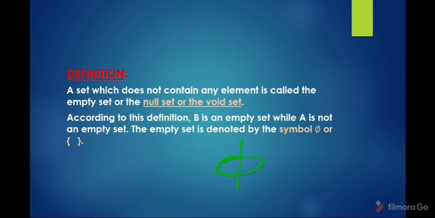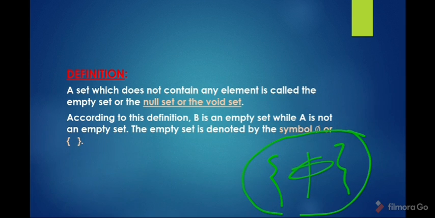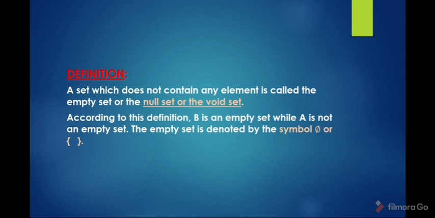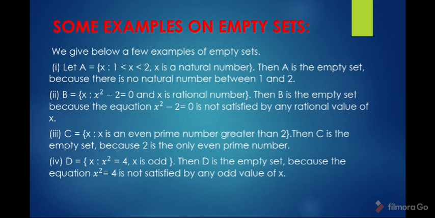Only phi. Don't enclose this phi with curly brackets. This notation is totally wrong. When you enclose phi with curly brackets, that means it will be a set which contains an element phi. So the symbol for denoting the empty set is only phi. This is the definition of null set. Now we'll discuss some examples on empty set or null set.